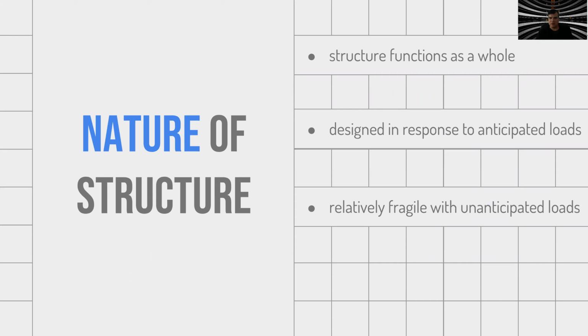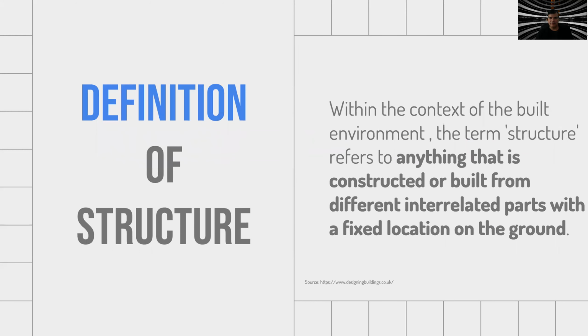And in the case of a structure, even if it is made of many elements, it needs to work and function as a whole element. It's designed in response to loads that we can anticipate, but it's very fragile for loads that are unanticipated. Therefore, the definition of a structure is anything that is constructed or built from different interrelated parts with a fixed location on the ground.